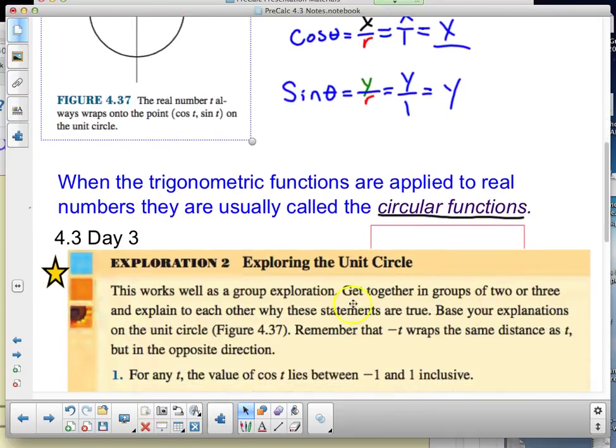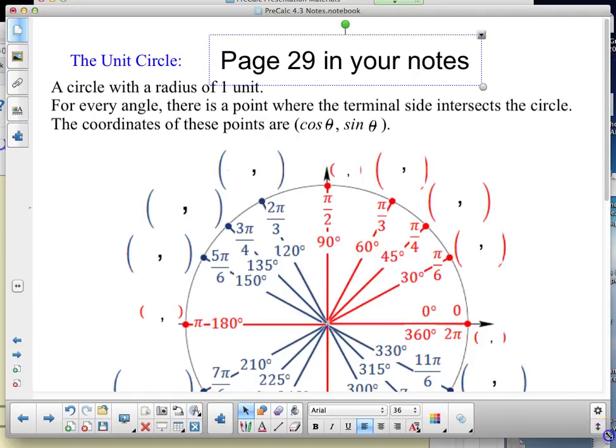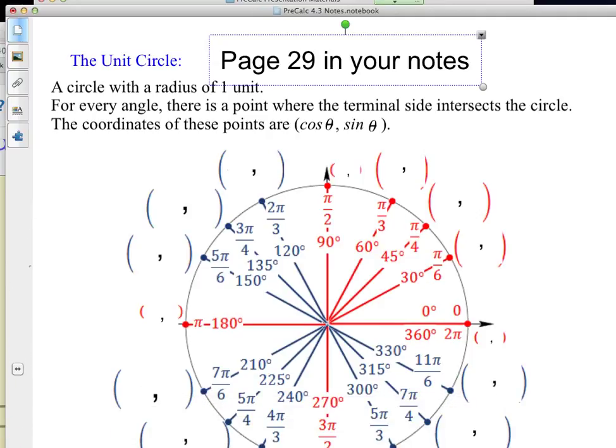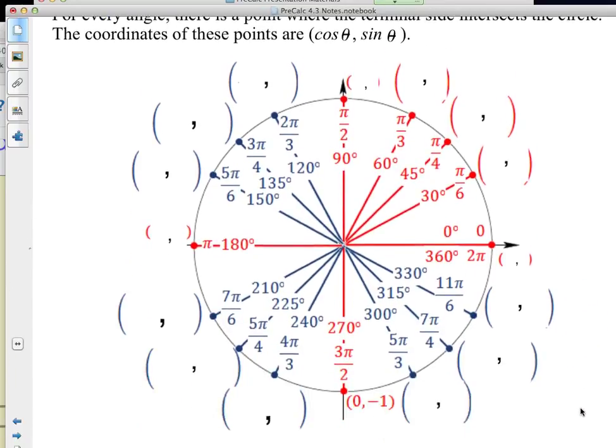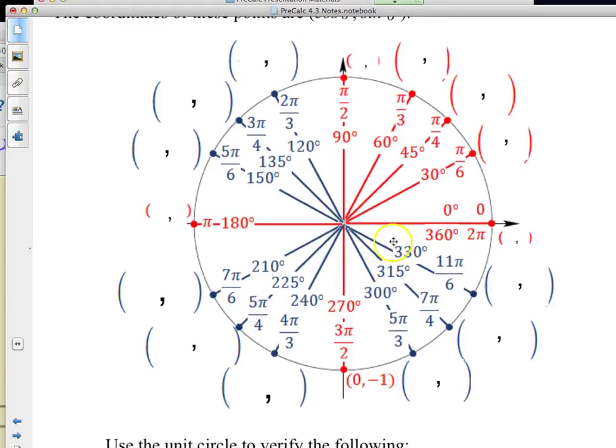Now, before we even move on from this, I want you to get to page 29 in your notes. Let me make this a little bigger so I can get it all in your view. Okay, this is the unit circle. Now, remember, it's 1 unit long, and so this is (1, 0). And then my pi over 6, or 30 degrees. Remember, I want you to remember the 30, 60, 90 and 45, 45, 90.